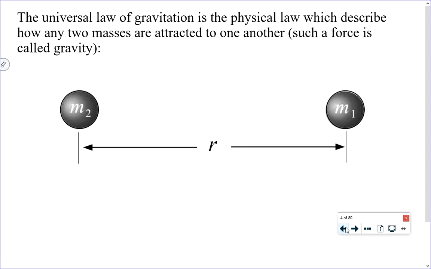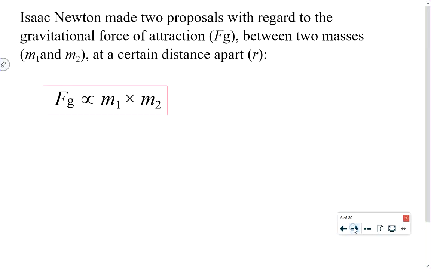Now comes the second part of his proposal, that the force of gravity is inversely proportional to the square of the distance. Okay, what does this mean? It means a lot of things. First of all, the fact that it's 1 over means this. As the distance gets bigger, the force gets smaller.